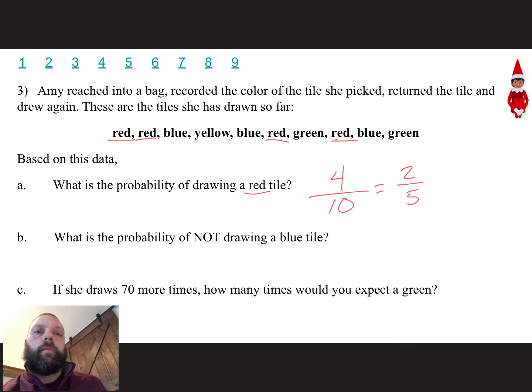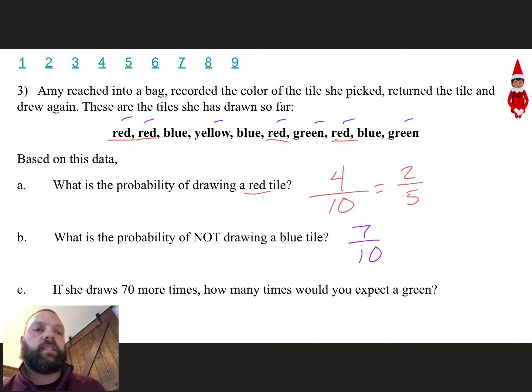B, what is the probability of not drawing a blue tile? So now we are going to look at everything that is not blue. So I have 1, 2, 3, 4, 5, 6, 7. 7 out of 10. Again, I don't have to write it as a percentage. C, I know this is the one that tends to trick people the most.